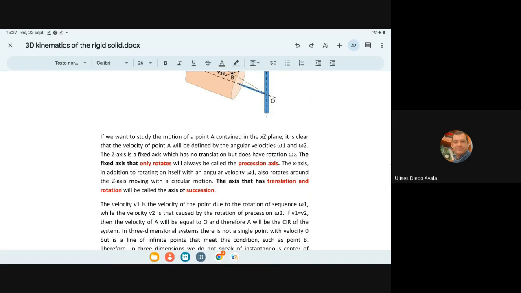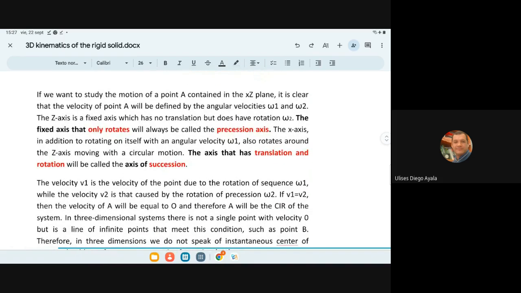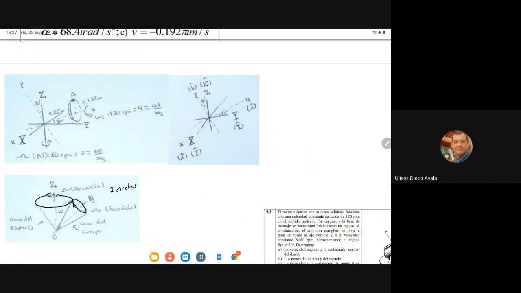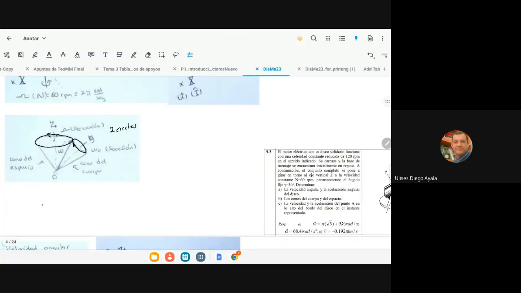Okay, so this is one that only rotates. It's called precession. And there is another that has translation and rotation. It is succession. This is the technical name. Precession is the one that has only one rotation, and this is also the technical name. So it means that this omega, precession y, capital letter, lower letter omega, omega sub 0.